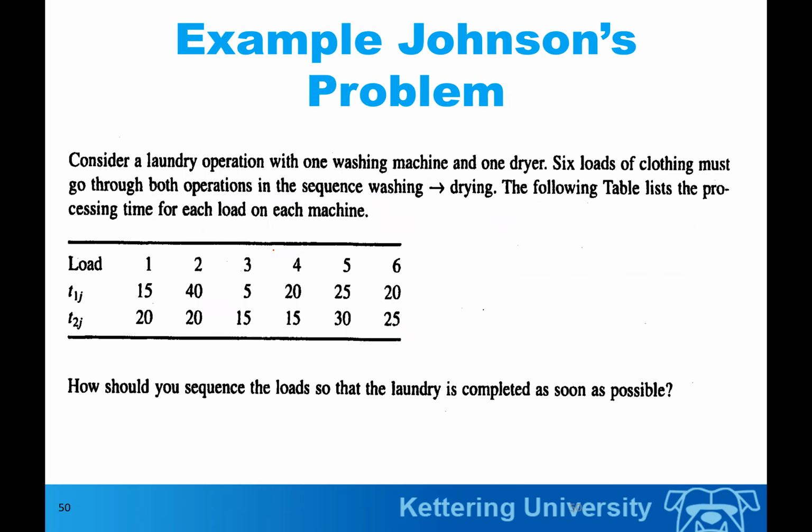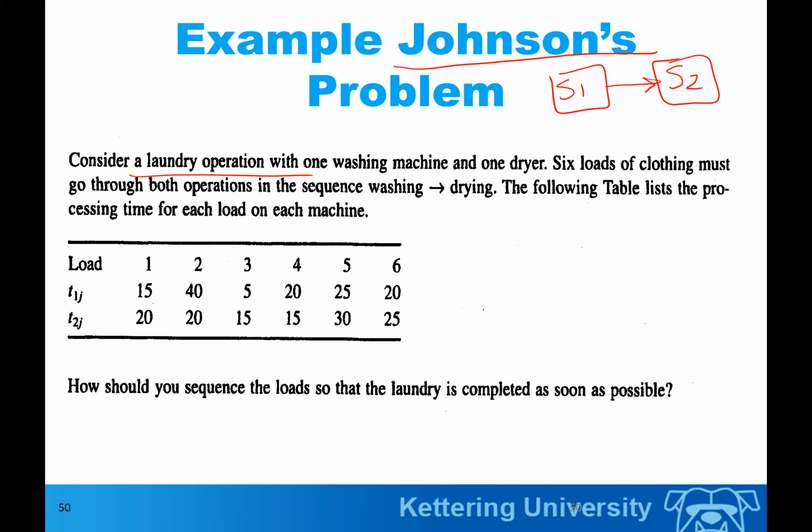So let's look at one example. As I said, Johnson's algorithm is only for two machines, or two stations that follow a flow, meaning they are back to back. A famous example that we always use in this field is the laundry operation.